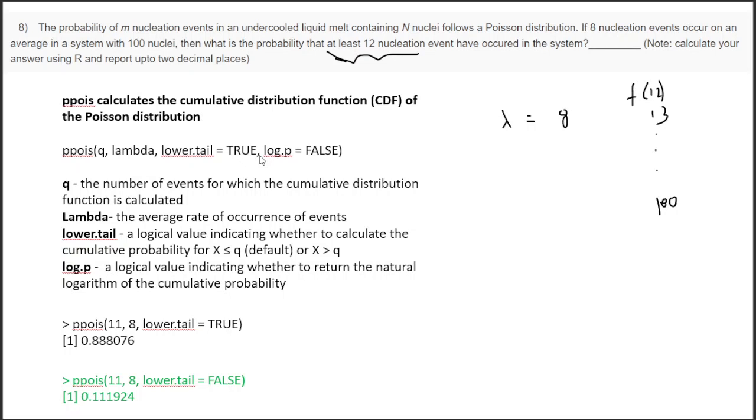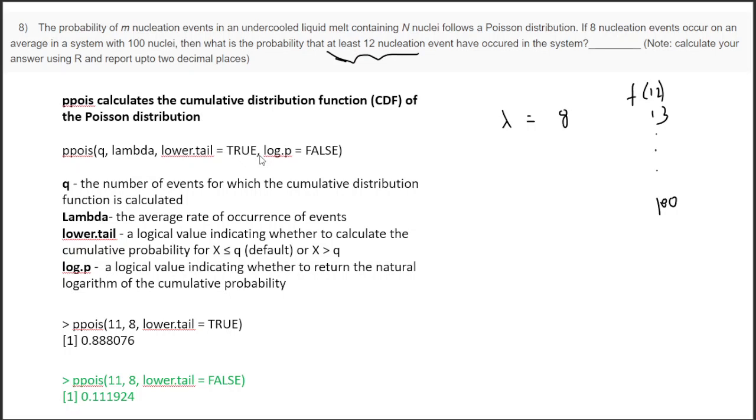Here they have asked for at least 12, which means above 12. At that time, lower.tail is equal to FALSE. But if they have asked for at most 12, then it's the default, TRUE. So whenever you want to find at least, or more than the given value, we can use lower.tail equal to FALSE.